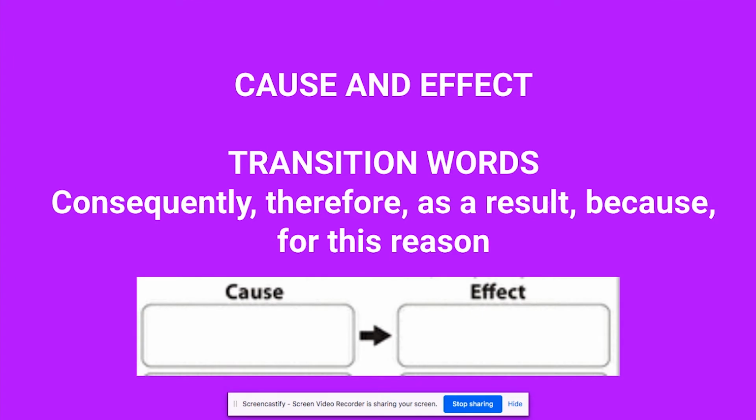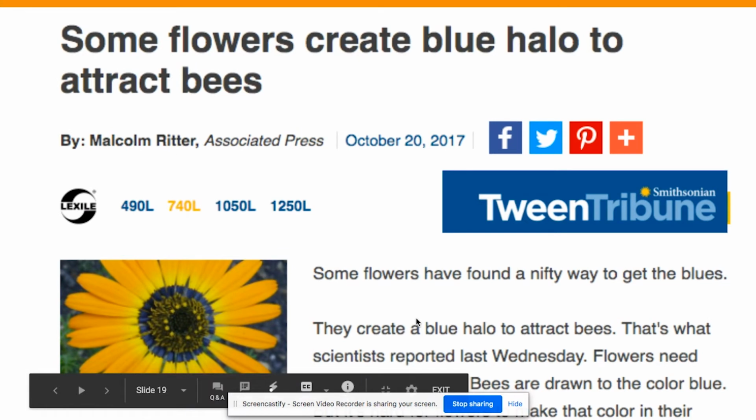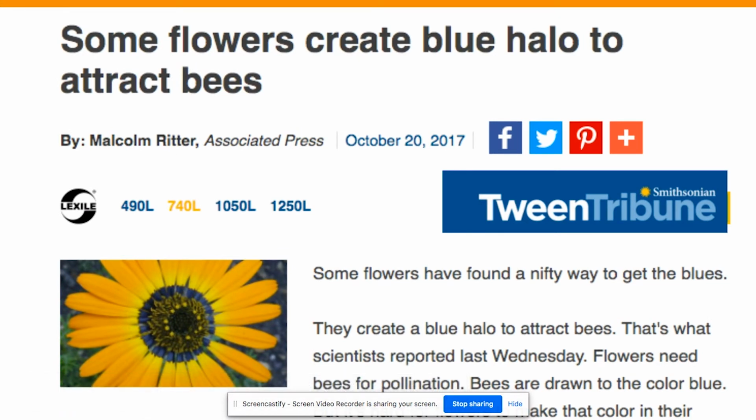We can also use cause and effect. Some of those transition words are consequently, therefore, as a reason, because, and for this reason. Look at this graphic organizer. It basically is just showing you one thing leads to the other, and there's an arrow in the middle. So how does this work? If you're reading an article and your teacher asked you to write what the cause and effect was, you can keep that organizer in mind because it's just one thing that leads to another.